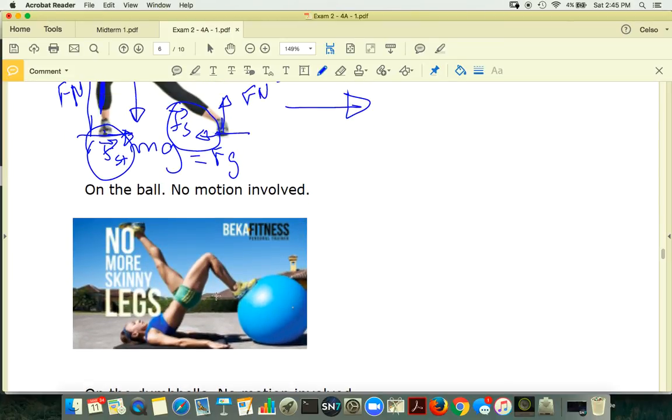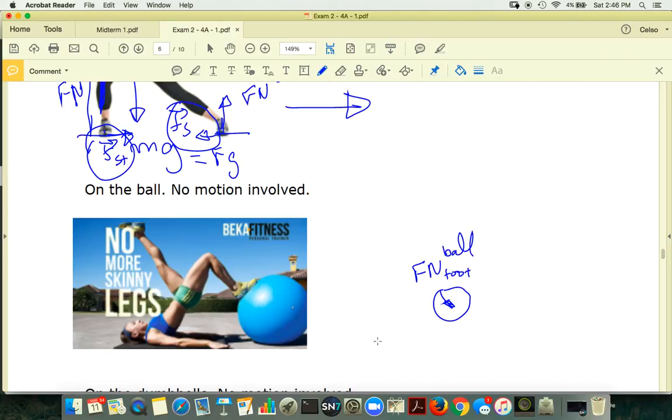On the ball, no movement involved. So there is no motion, there is only a ball. The free body diagram would be you have a ball and you have a foot. So if there is no motion, you could say there is just a force that is exactly directed towards the center of the ball, and that is a normal force, a force of contact of foot on ball.